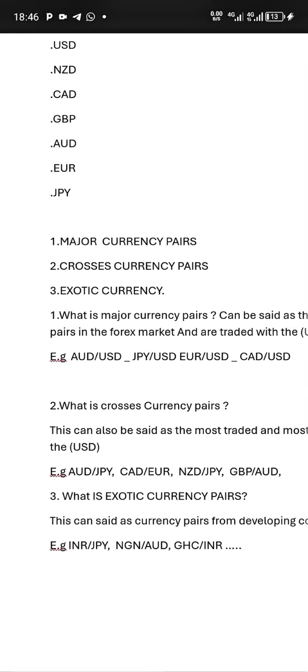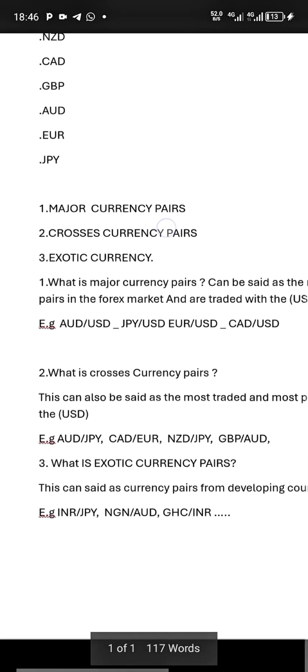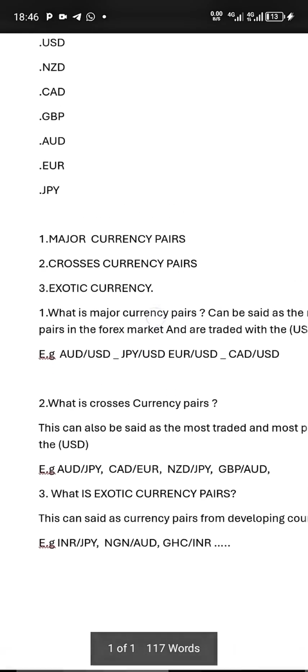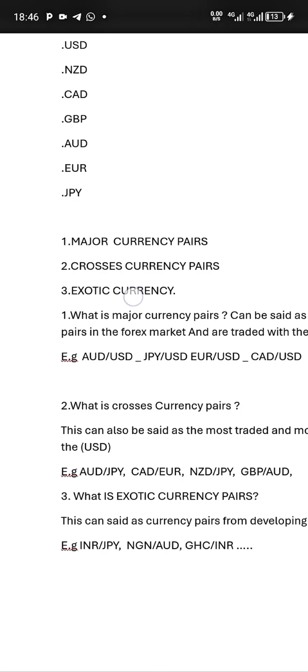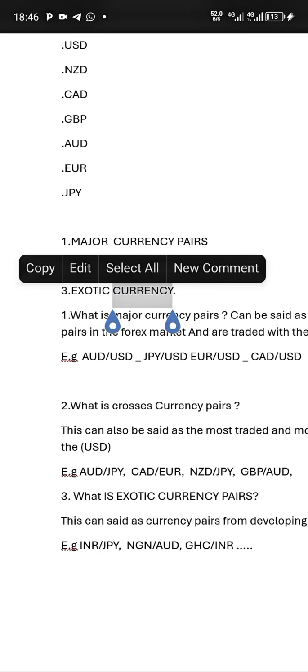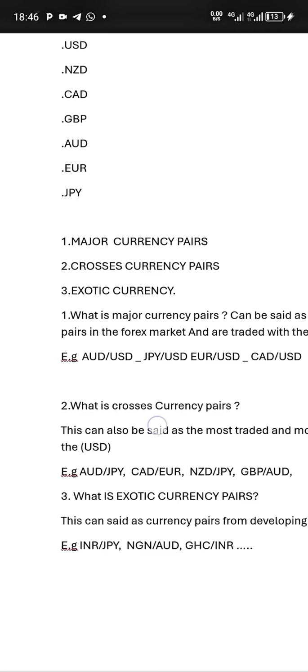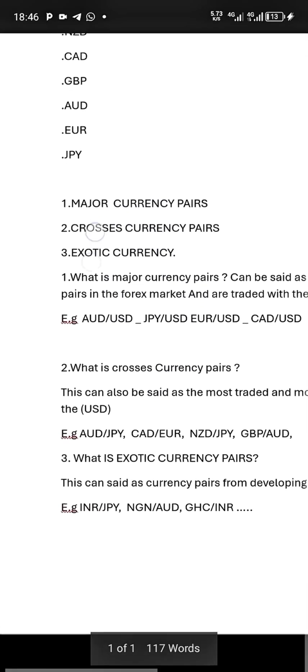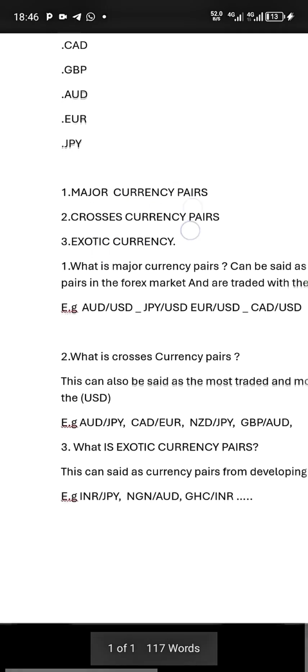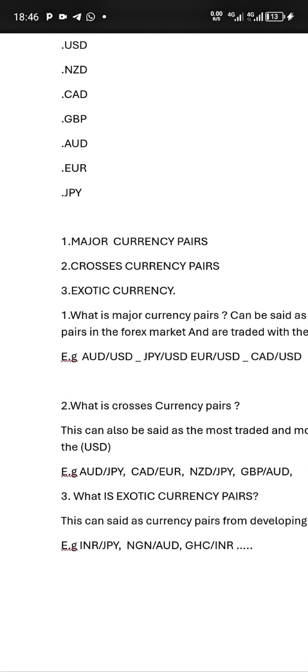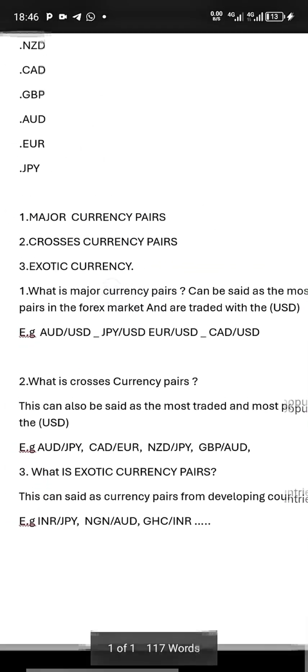So now, jumping into types of currency pairs. These are the types: major currency pairs, cross currency pairs, and exotic currency pairs. These are the 3 main types of currency pairs in forex. If you are into the journey of forex, please note these 3 types of currency pairs. If you want to be successful in your forex journey, you need to know them.